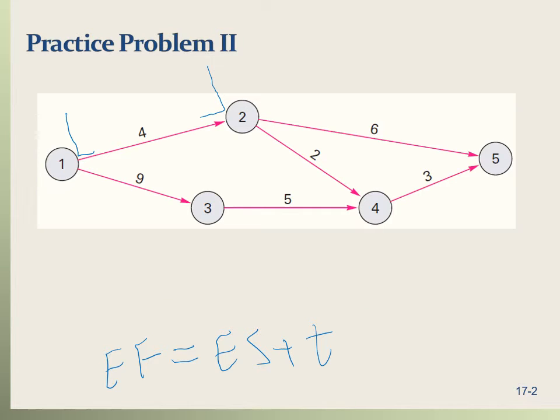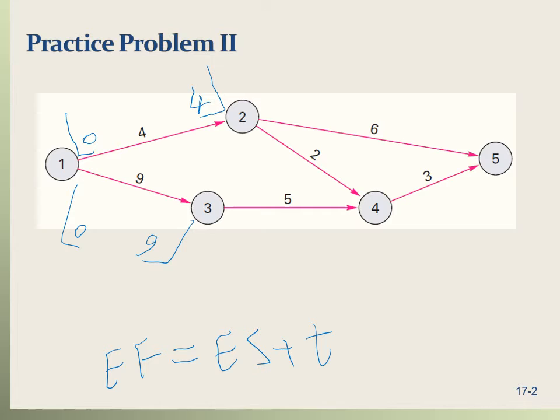So for activity 1 to 2, the earliest start is, you can start at time 0, and the early finish is earliest start, which is 0, plus t. T is 4 here, so 0 plus 4 is 4. So the early finish is 4. Now let's move on to the next activity. Activity 1 to 3. I'm going to draw this little box here. So activity 1 to 3 can start at time 0, and the length of the activity is 9. So the early finish would be 0 plus 9, which is 9.